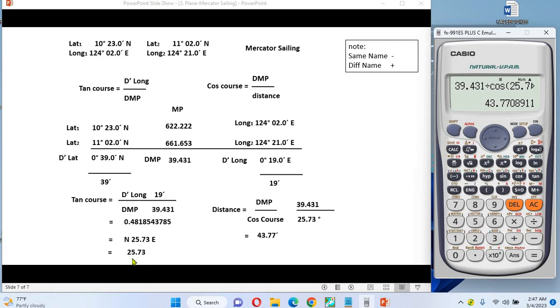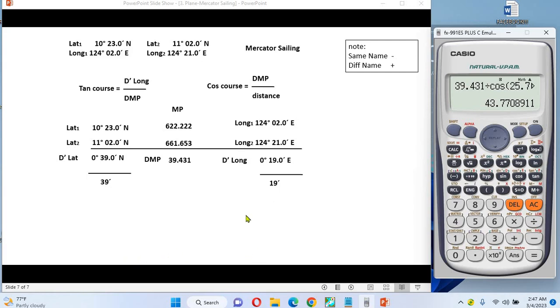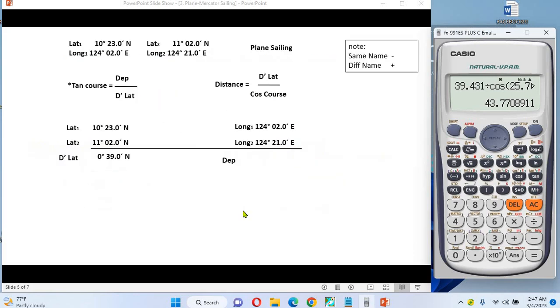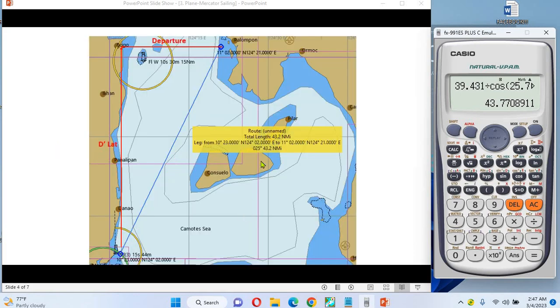All right, so take note, we will just take the whole numbers 25 and 43, and go back to the question problem. There you go, 25, 43, so almost the same.